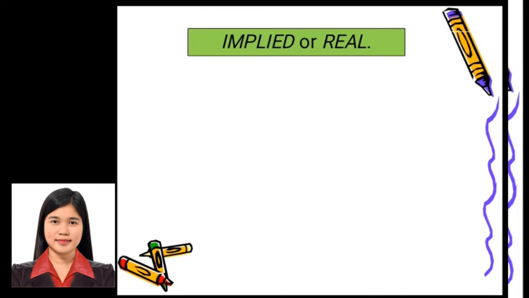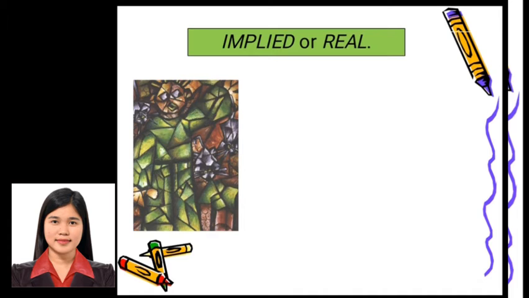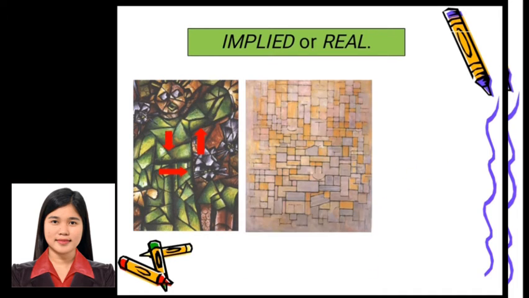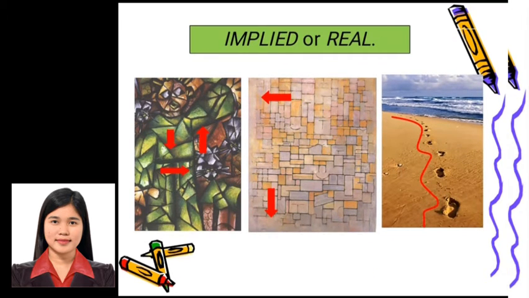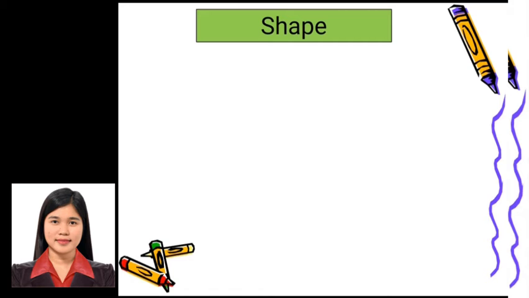Lines also can be implied or real. A real line is one you can actually see in this picture, while an implied line is the suggestion of a line in this illustration. An implied line may also be suggested by a string of objects like this. After the line, let's talk about the shape.